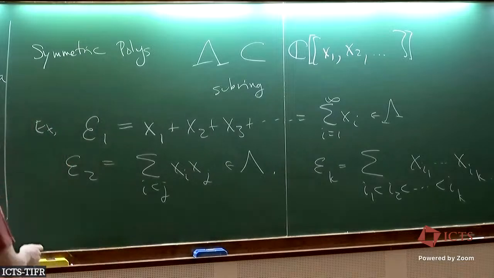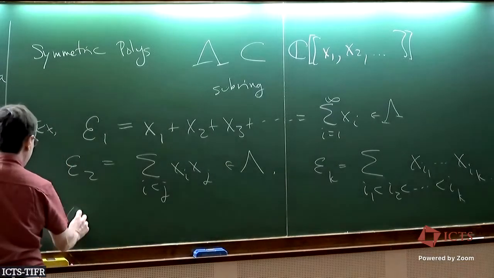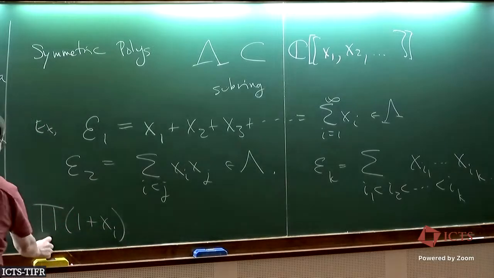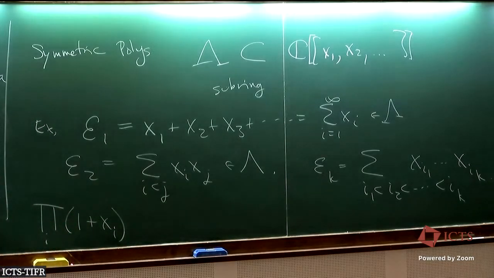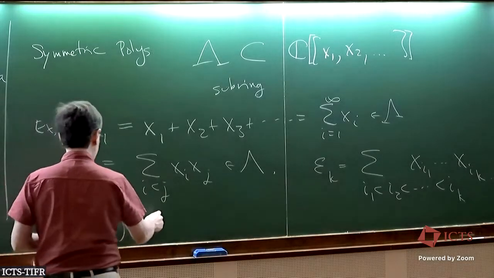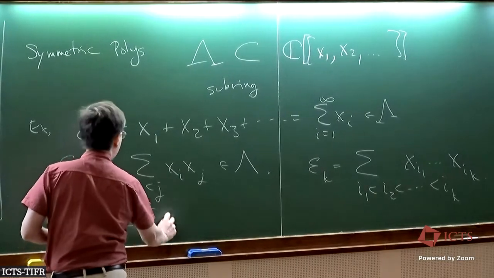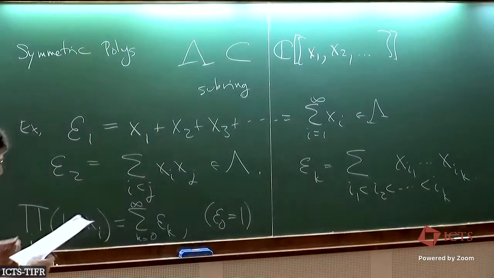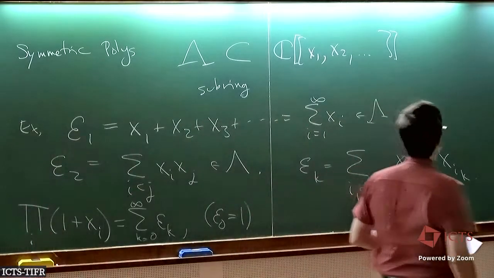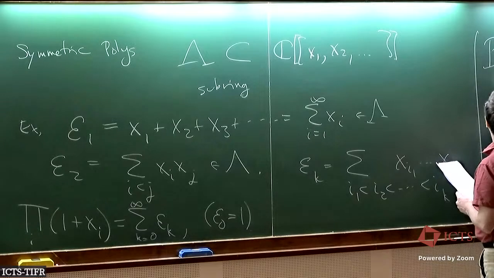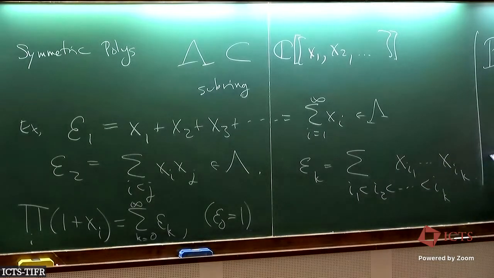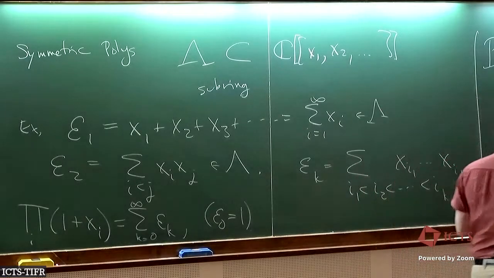Okay, and I should mention this nice formula. If I take the product over all i of 1 plus xi, I get the sum of these elementary symmetric polynomials, the sum from k equals 0 to infinity of ek, and we'll take e0 to be 1. We also have the power sums, similarly defined, so pk would be the sum, i goes from 1 to infinity, of xi to the power k. That's also a symmetric function.